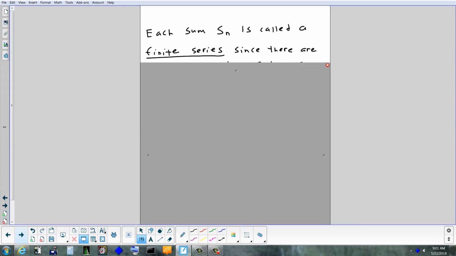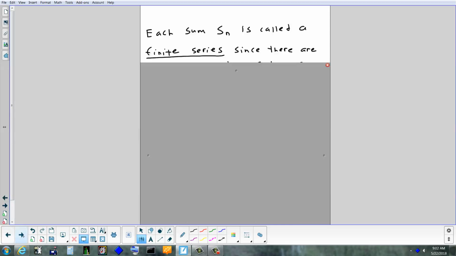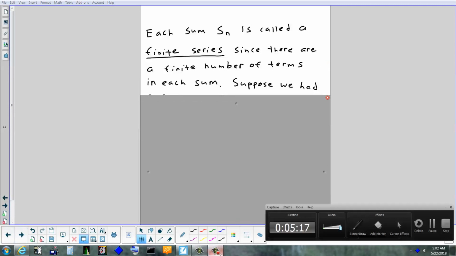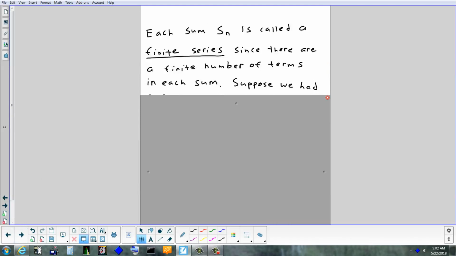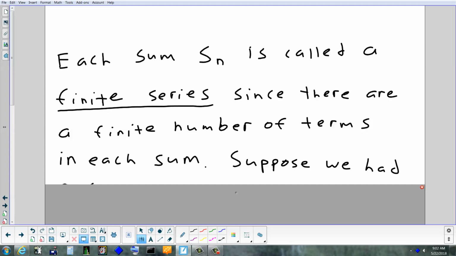So each individual term in that sequence I just wrote down, the 1, the 10, and the 35, those are what we call a finite series. I apologize for the interruption. Any seniors? Okay, so the reason it's called a finite series is because what you're doing is you're adding up a specific amount of terms. It doesn't go on forever. We're not there yet where we're talking about adding up infinitely many terms.